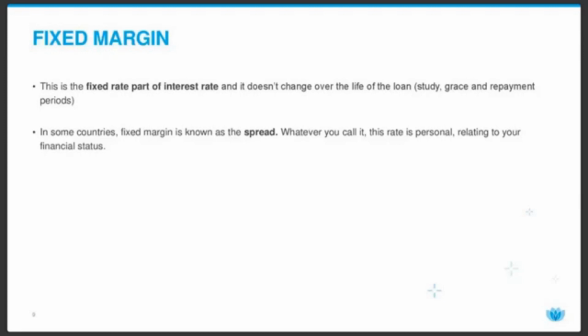And once this rate is decided, it's actually fixed, which means this rate remains the same for your entire study period, your grace period, which is usually 6 months from after classes end, and the entire repayment period, which could be right up to 20 years. So this is the fixed component of your loan. It's called the fixed margin or sometimes spread.